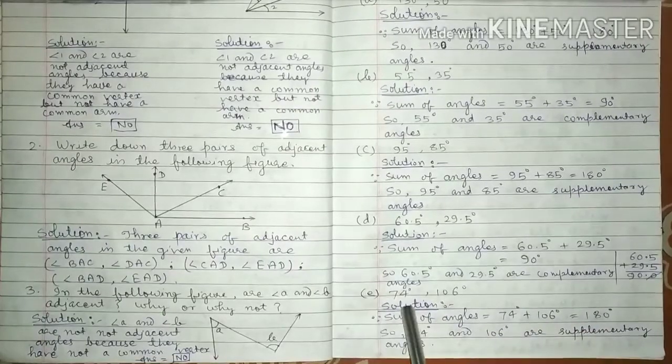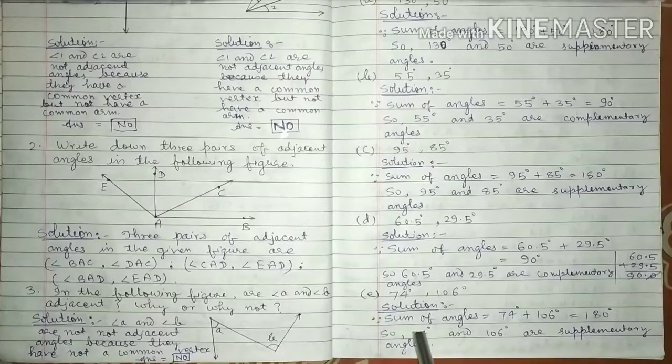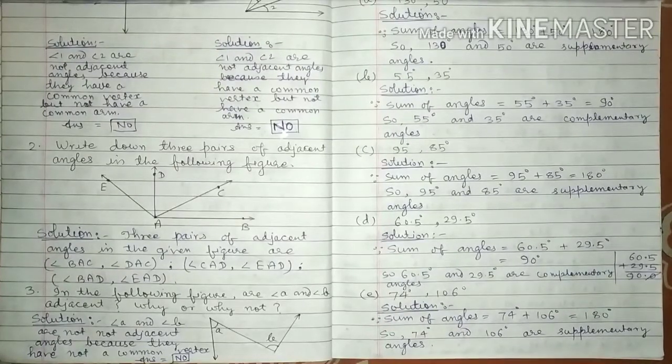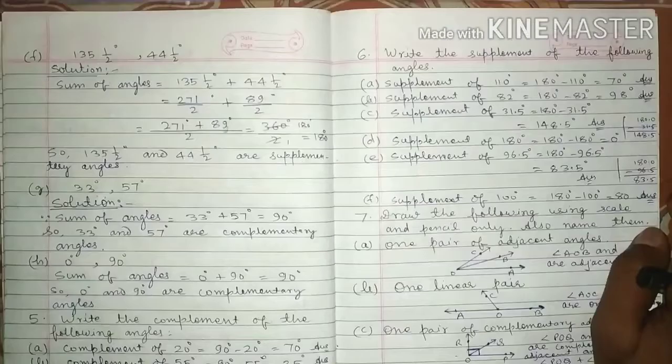Question number E, 74 degree, 106 degree. For the solution of this question, we write sum of angles equals to 74 degree plus 106 degree. This equals to 180 degree. So 74 degree and 106 degree are supplementary angles. This is the answer of question number E.